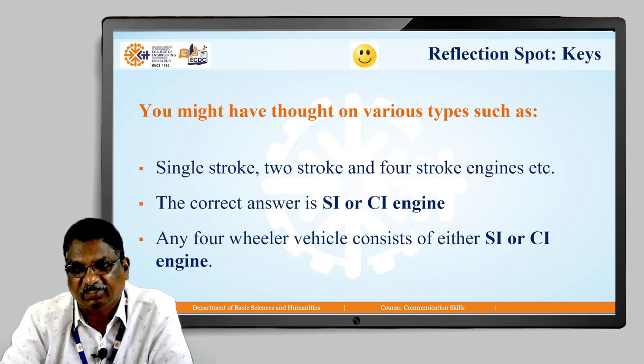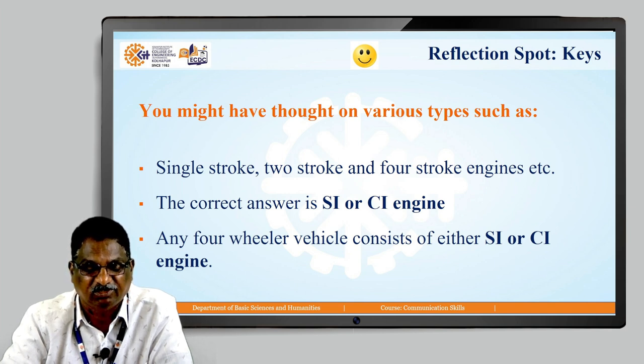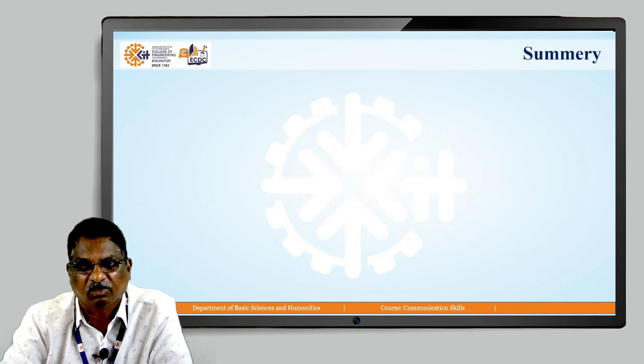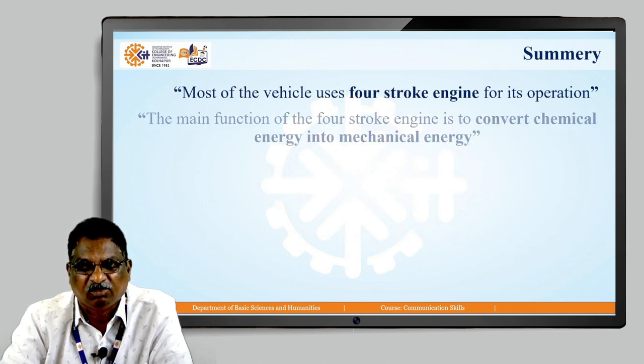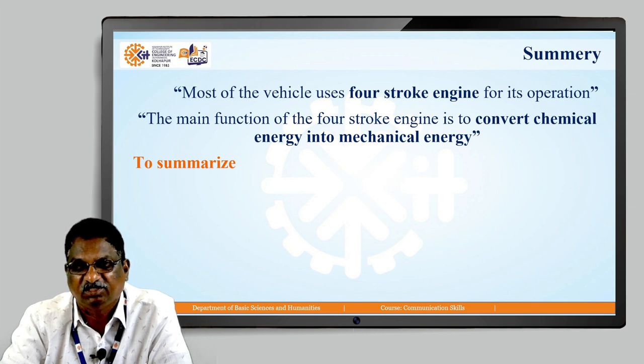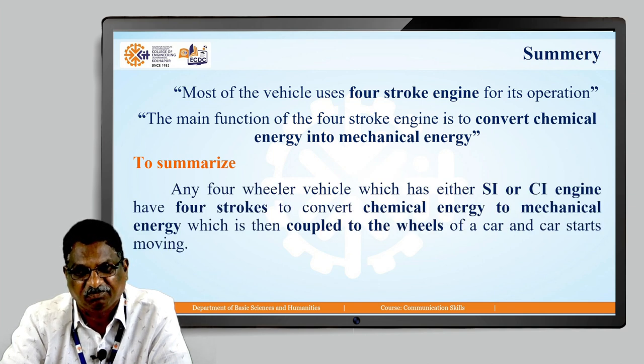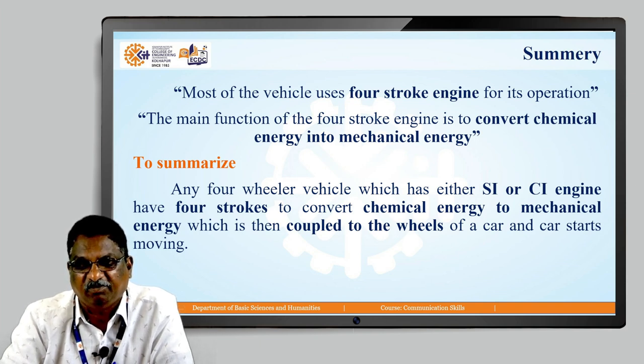You might have thought of various types such as single stroke, two stroke and four stroke engines, etc. The correct answer is SI or CI engine. Any four wheeler vehicle consists of either SI or CI engine. This is the correct answer. Most of the vehicles use a four stroke engine for their operation, and the main function of the four stroke engine is to convert chemical energy into mechanical energy. To summarize this lecture, any four wheeler vehicle which has either SI or CI engine has four strokes to convert chemical energy to mechanical energy, which is then coupled to the wheels of a car, and the car starts moving.